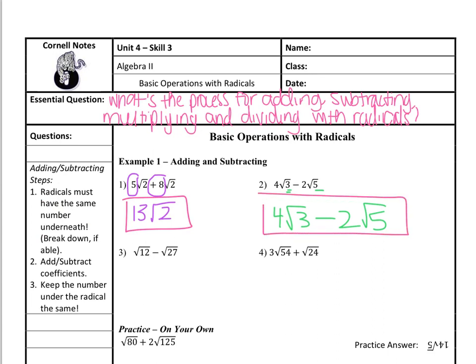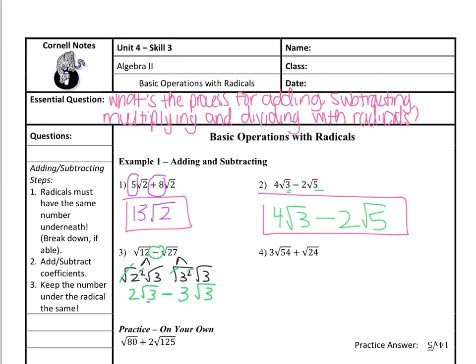Number 3, square root 12 minus square root 27. They are not the same number, however, they can be broken down into 2 squared times 3, and this is 3 squared times 3. Again, I'm using the prime factorization on my calculator in order to get these numbers. I take 2 squared under the radical and it just becomes a 2, radical 3. I carry down my big minus from up above. The squared and the radical cancel on the 3 squared, so I have 3 radical 3.